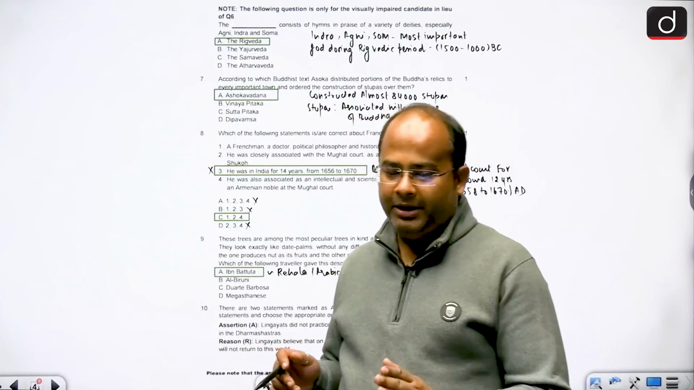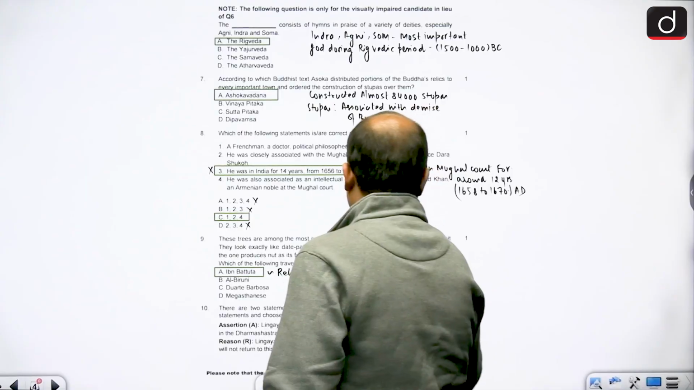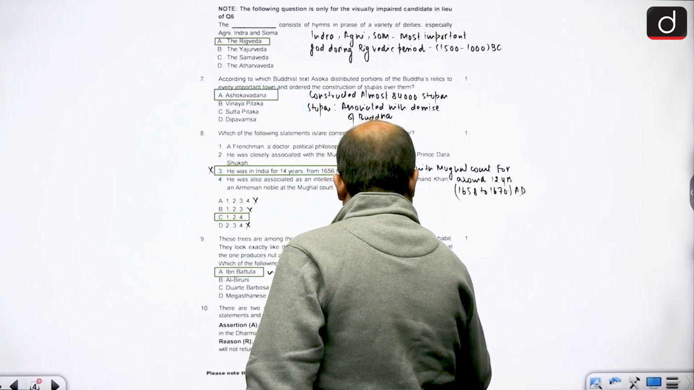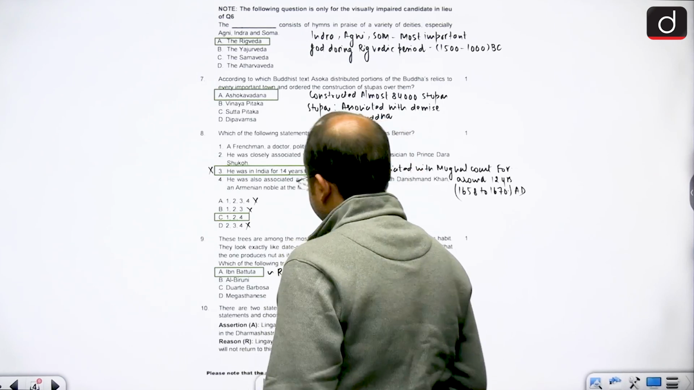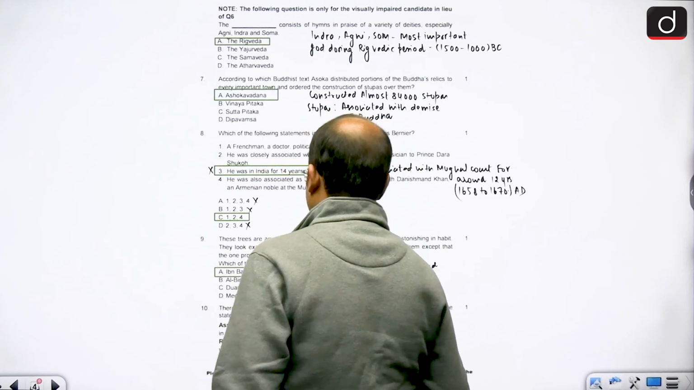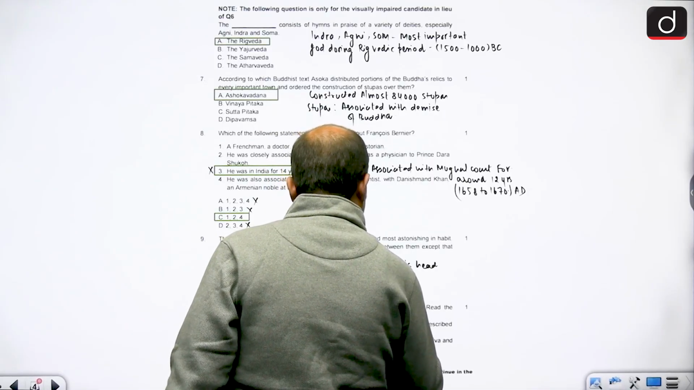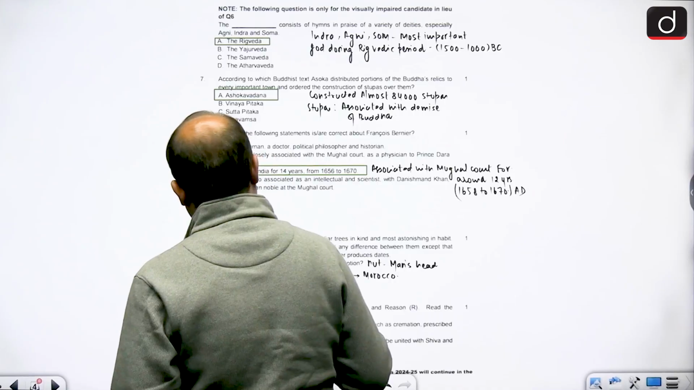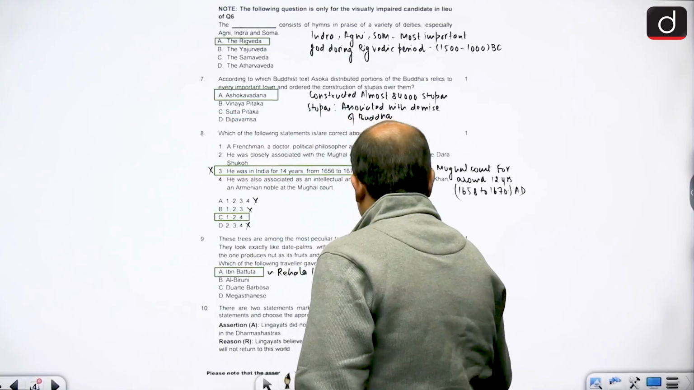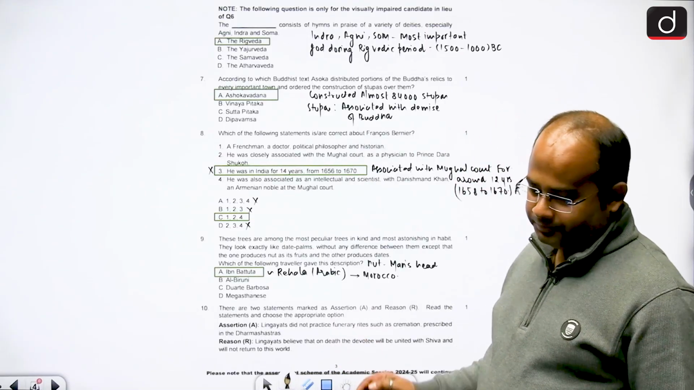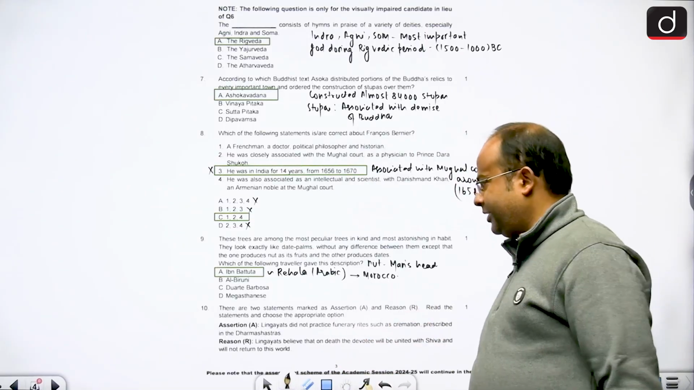So the nut is like a man's head. So it is Ibn Battuta who wrote in the Rihla, and he was from Morocco. And he travelled India during the time of Muhammad bin Tughlaq. So the correct answer will be option A.